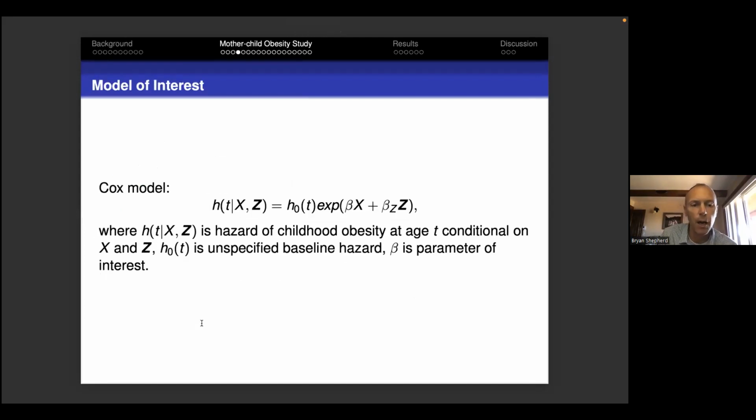Now, our goal, writing this as a statistical model, is that we'll use a Cox regression model where we're interested in this beta coefficient. That's the coefficient that's going to be a hazard ratio, or a log hazard ratio, associated with an increase in maternal weight gain during pregnancy and its association with childhood obesity. So beta here is our parameter of interest. We have other confounding variables and their associations, but that's of secondary interest.